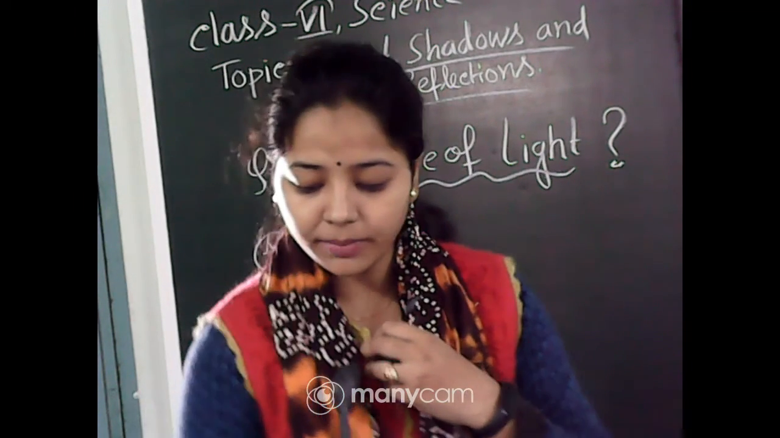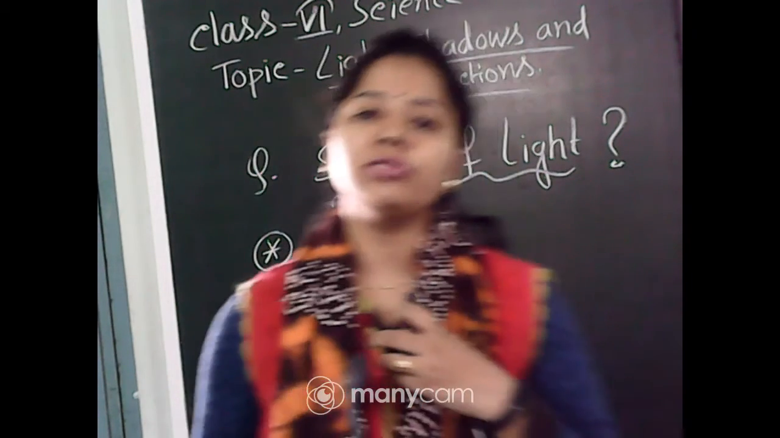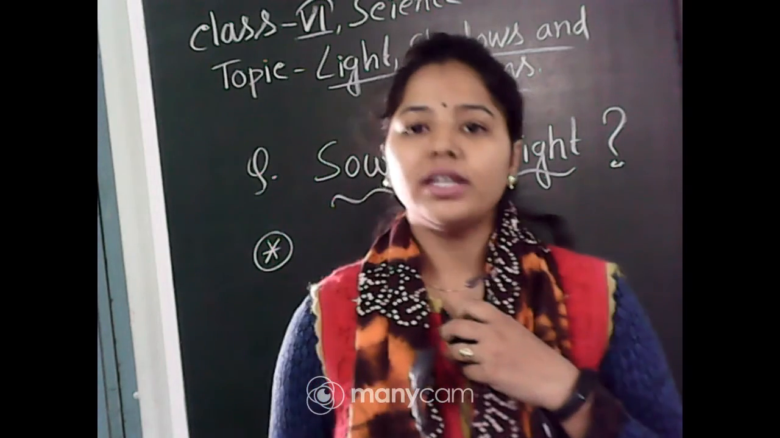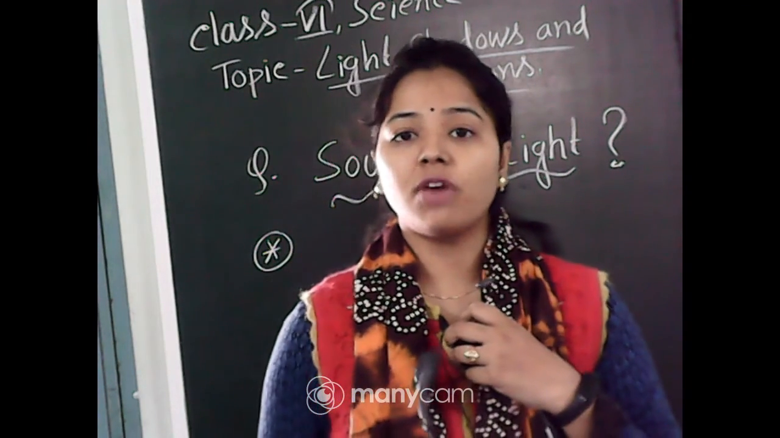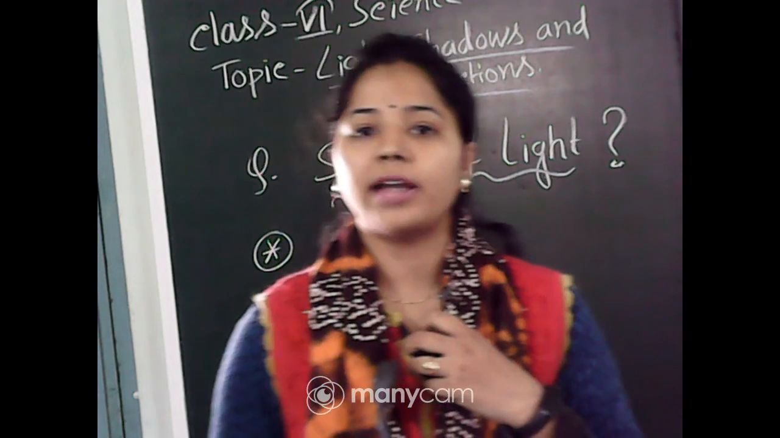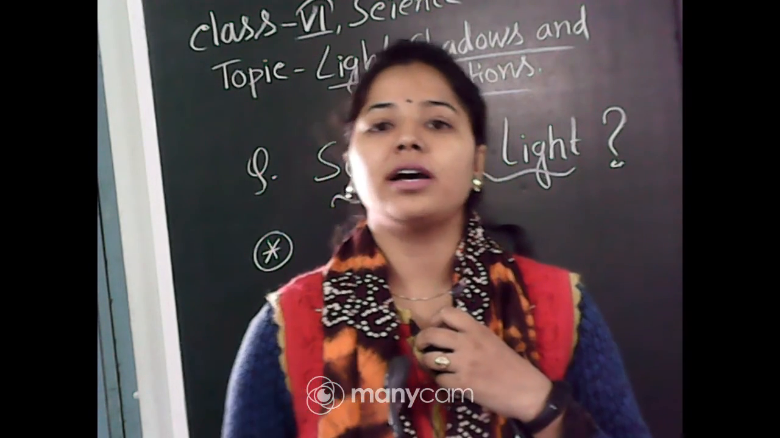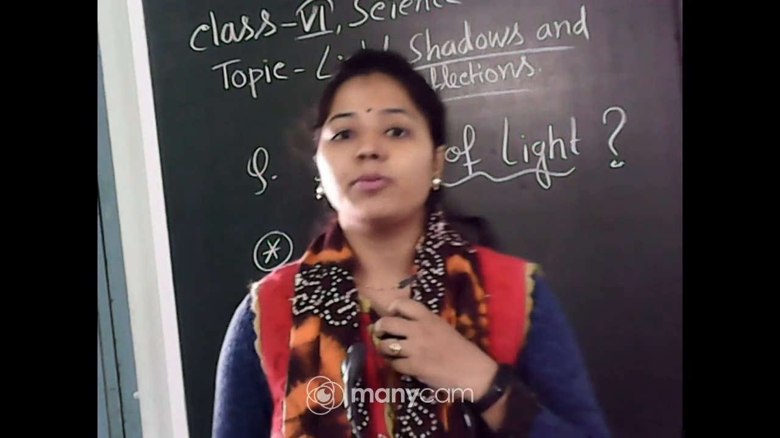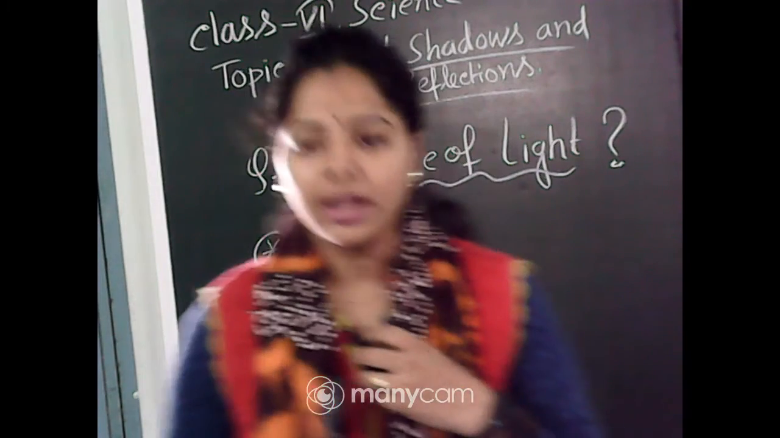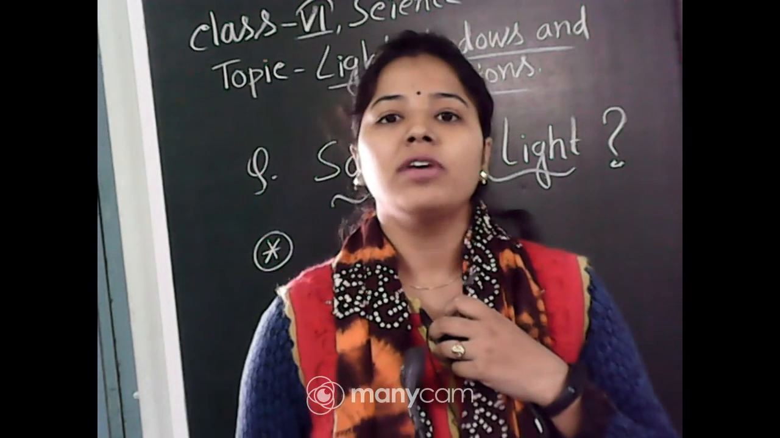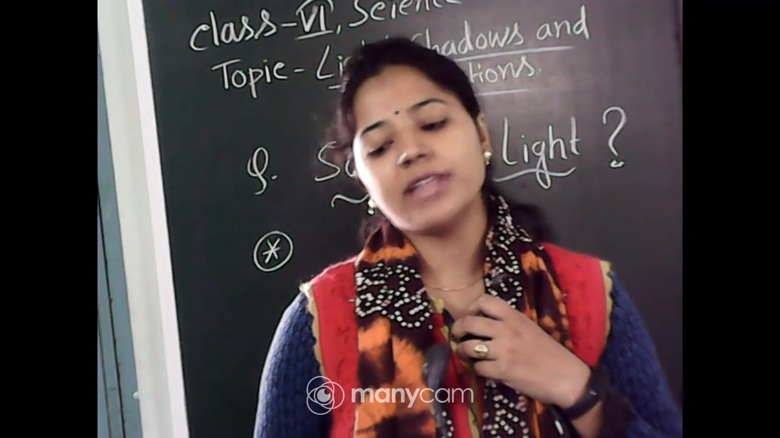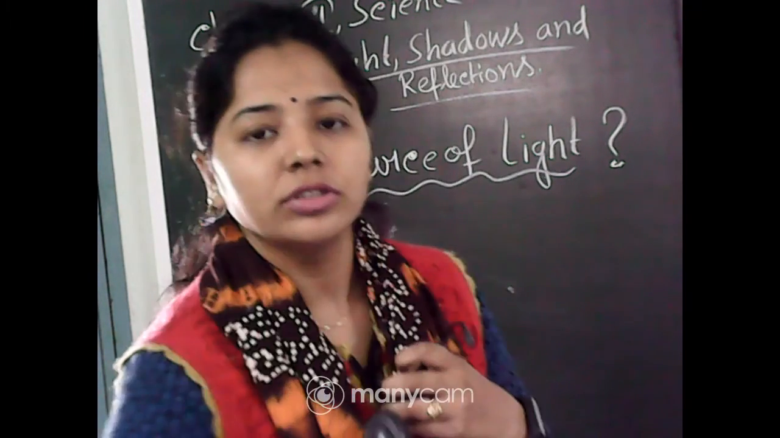Please follow me. Okay, before coming to the chapter, do you know what is source of light? What is source of light? Source of light means from where light is coming. That is called source of light. Means any object which is emitting light or which is providing light, that is the source of light, you know, everyone. And on the basis of they are providing light or not, the objects can be divided into two parts.